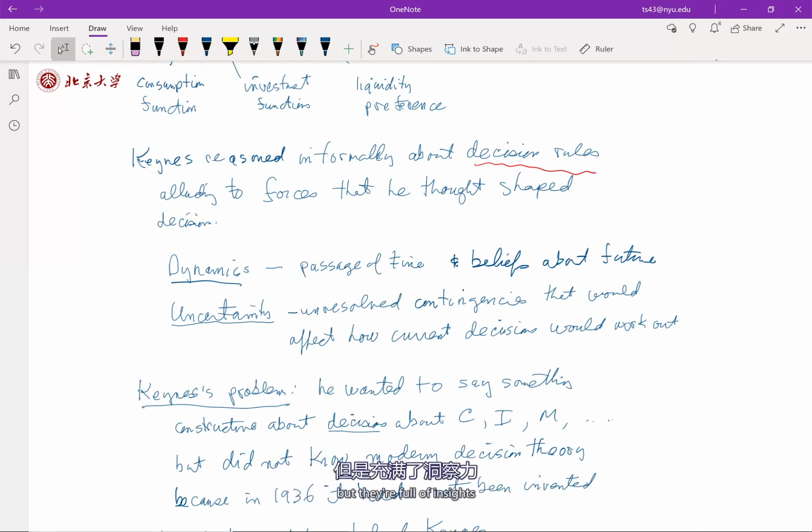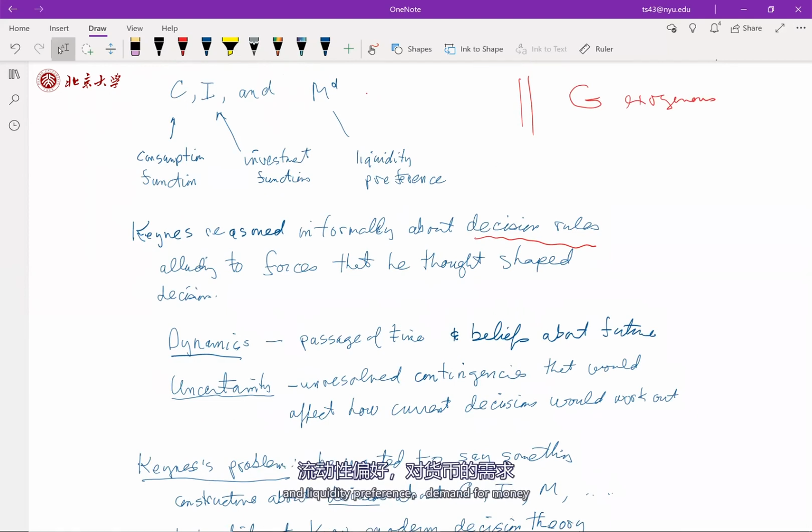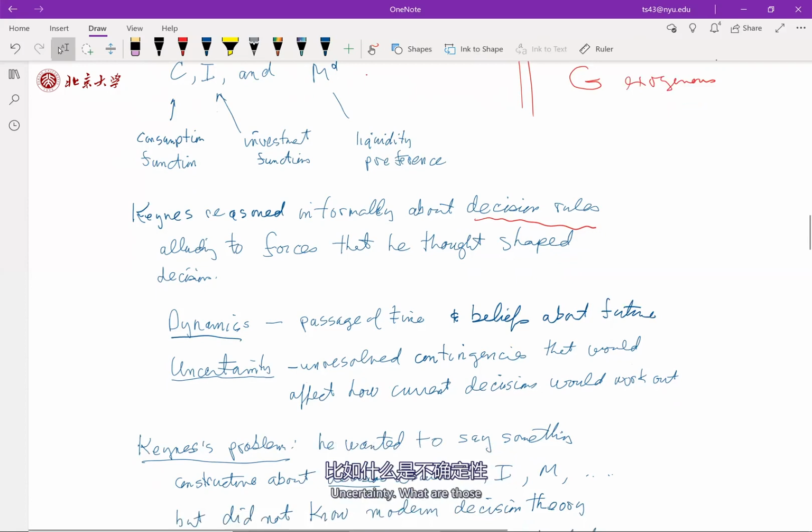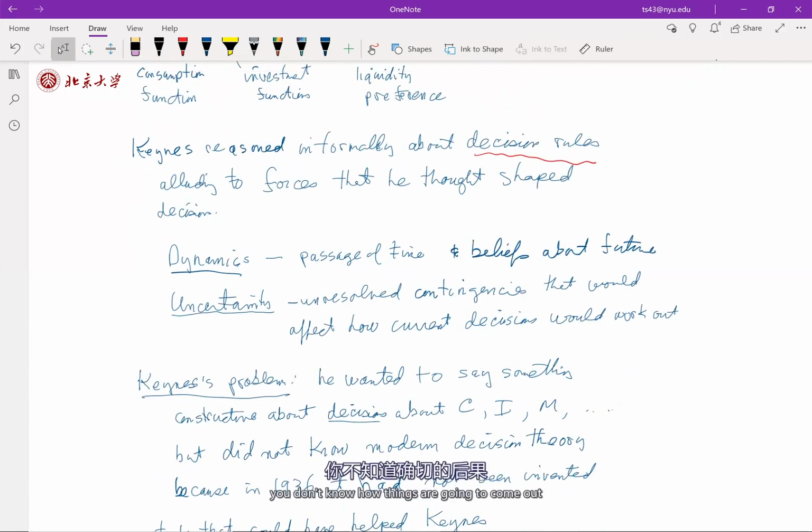His discussions of those forces are challenging to read, but they're full of insights. He has in mind that all of these decisions, all three of these, consumption, investment, and liquidity preference, demand for money, they all depend on dynamics. That is, you're making decisions now that are going to have consequences for you in the future, but you don't know the future when you make those decisions. So somehow your beliefs about the future are going to influence those decisions. But there are no really good theories about beliefs about the future around. So Keynes is going to make up some shrewd observations and bring them into his descriptions. Uncertainty, what is that? That's when you make decisions now, you don't know how things are going to come out.